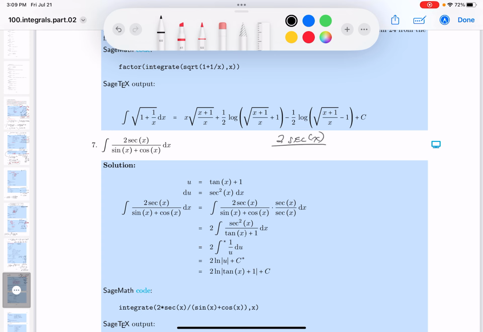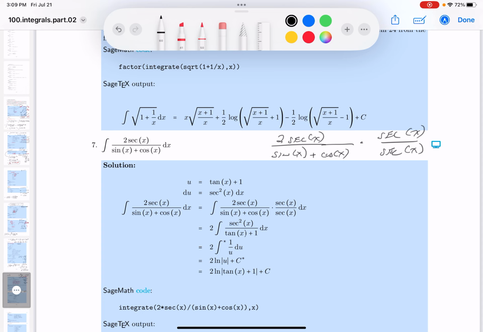x, and then what do you get in the bottom? You get sine x, and then you get cosine x, cosine x. Now, if you want secant squared, you multiply top and bottom by secant of x. So I'm seeing that being done, and someone says, why would you have done that? Well, let's take a look at that.